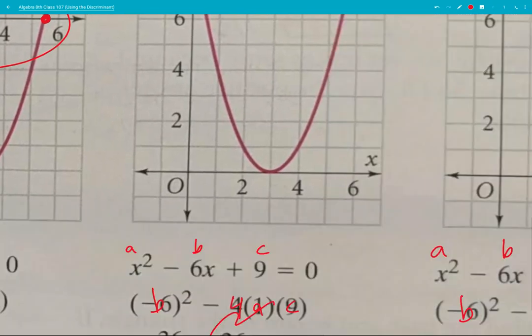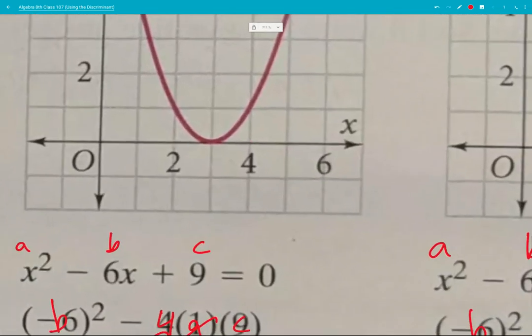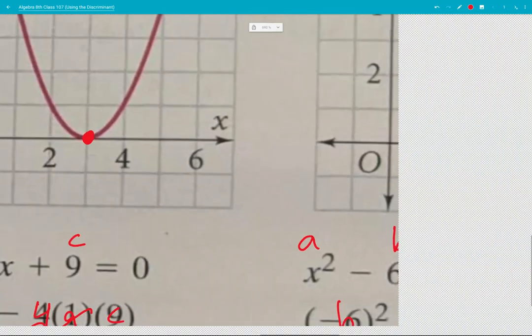How many solutions do we have in the second graph? Well, the question is, how many times does it touch the x-axis? Only once. So there is only one solution, right?